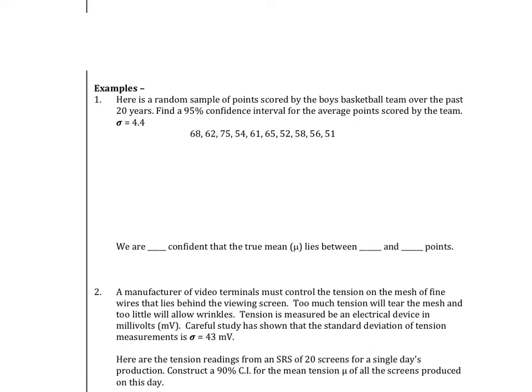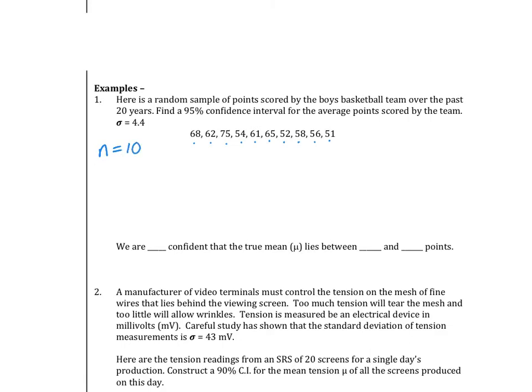So it says, here's a random sample of points scored by the boys basketball team over the past 20 years. Find a 95% confidence interval for the average points scored by the team. So what we have is, think about the last 20 years. There were a lot of basketball games played in the last 20 years. And right here is just a random number of scores. So there are 10 scores, so n equals 10, because that's from 10 games.